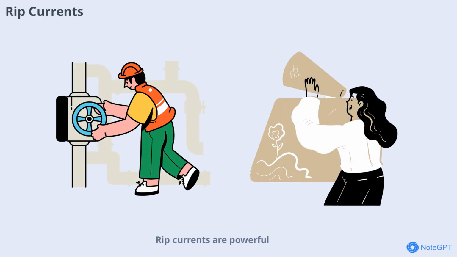Rip currents are powerful, narrow channels of water that flow from the shore out to sea. They form when longshore currents encounter obstacles like sandbars or piers, causing water to funnel outwards. Rip currents can be dangerous for swimmers as they move quickly and can pull people away from the shore. However, they usually break up not far from the beach. Recognizing and understanding rip currents is important for beach safety and rescue operations.